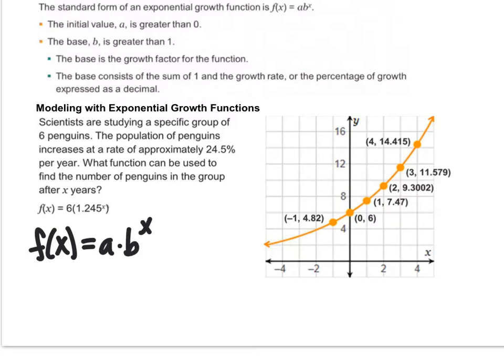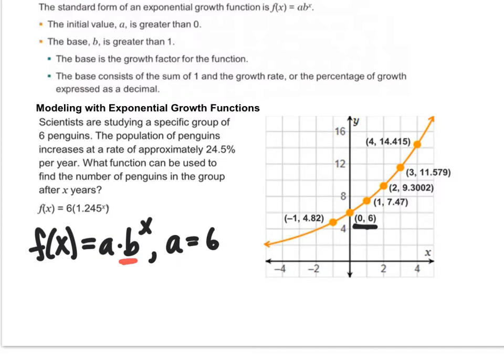Now, when x is 0, I have to look at the y value. That's my value for a. So in this case, I know what a is. a is equal to 6. The question is, how do you find this b value?